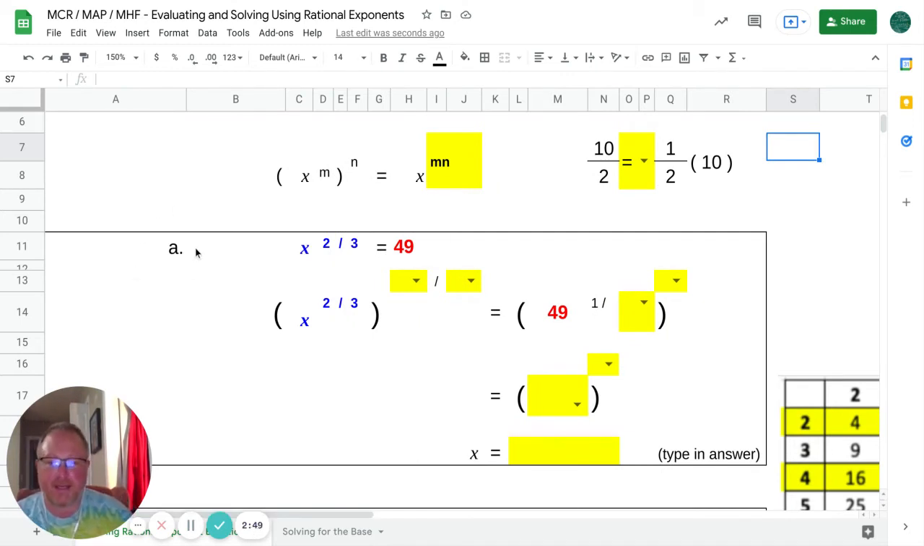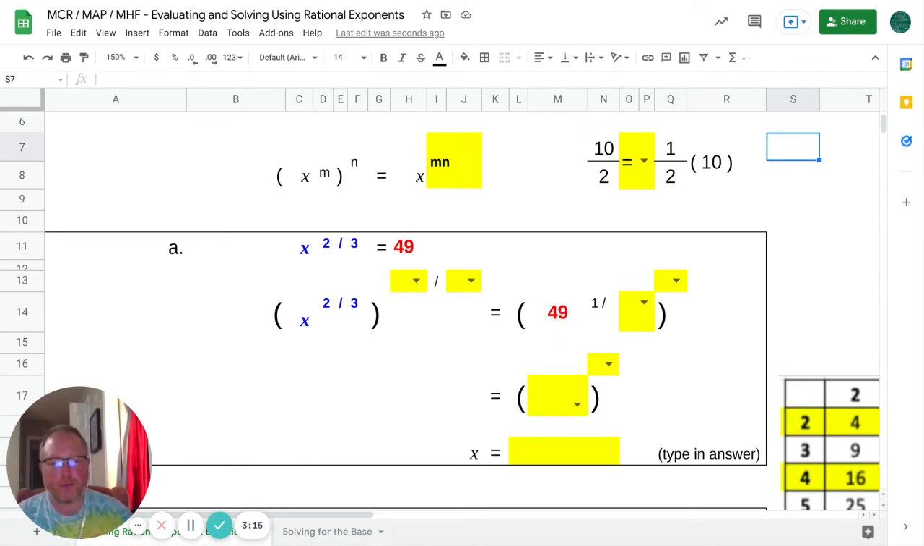So let's do A together. This says x to the exponent of 2/3 equals 49. So there's our power, and I'm solving for x, right? So what base do I put to an exponent of 2/3 to get 49? Down here, I took the x to the 2/3 and put it right here, and then I took the 49, and I have my equal sign there and I put the 49 there.